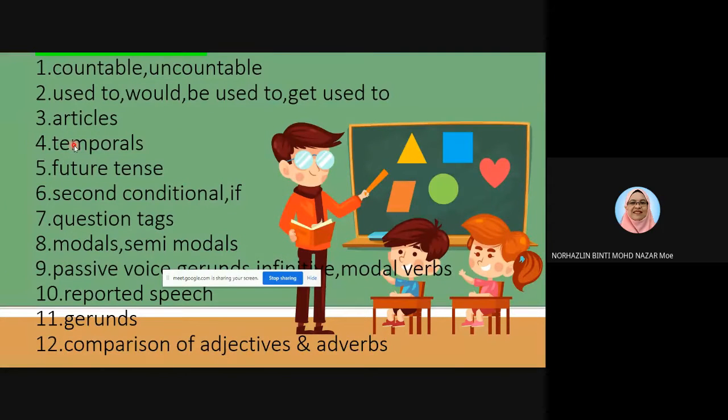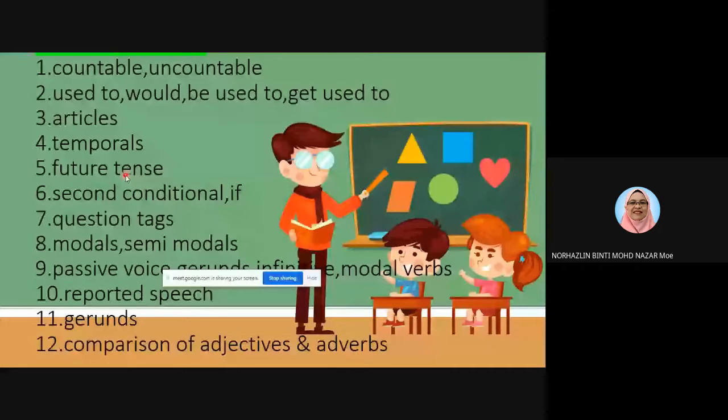What are temporals? It's in your textbook, and you're going to study that. Don't miss this lesson. And then future tense. Future tense relates to present tense, past tense, present perfect tense, past perfect tense, and other tenses. So we're going to revise not only present continuous tense or future tense, but also past tense, present perfect tense, past perfect tense, past perfect continuous tense, present perfect continuous tense, and so many tenses.